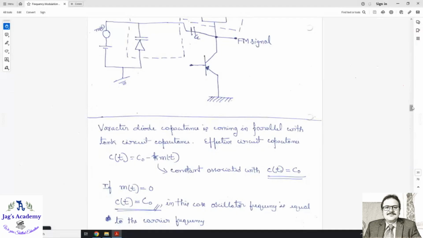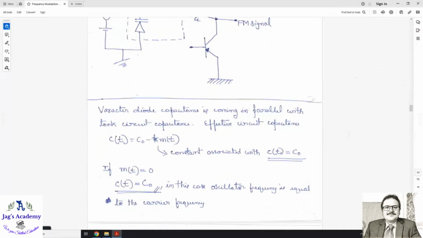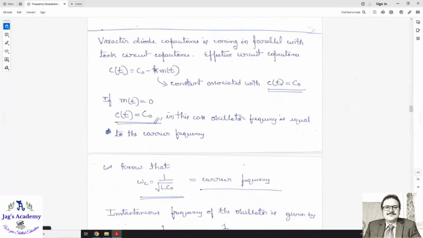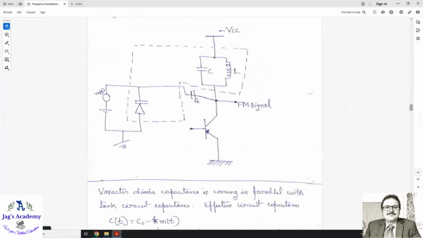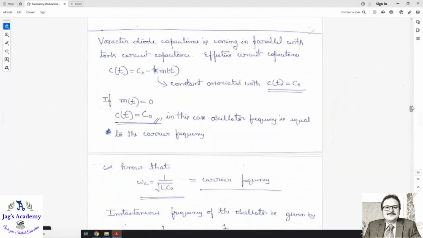Your basic circuit theory, right? I'm not going back once again. The effective capacitance in this circuit now is equal to C naught minus K into M of t, where K is the constant associated with the capacitance. I said proportional, right?